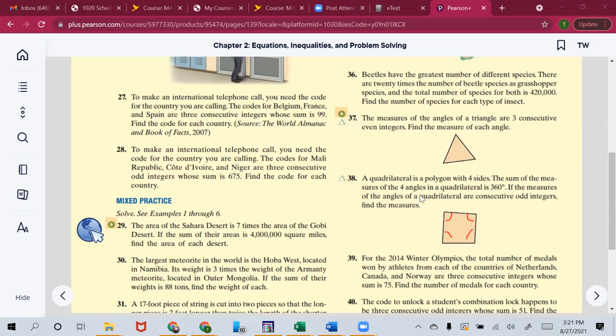Consecutive odd integers. An example of consecutive odd integers would be like 3, 5, 7, 9. This is very similar to the problem that we did in class the other day, where we set up our consecutive even integers. And we talked about how consecutive even and odd integers work the same.